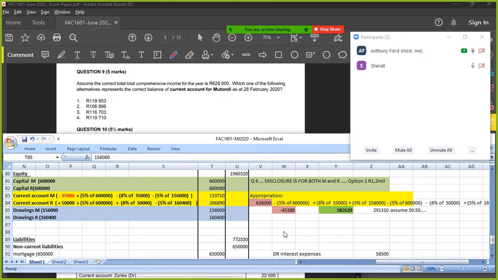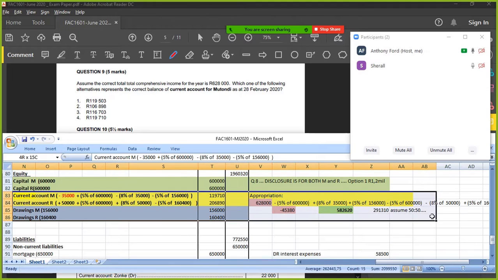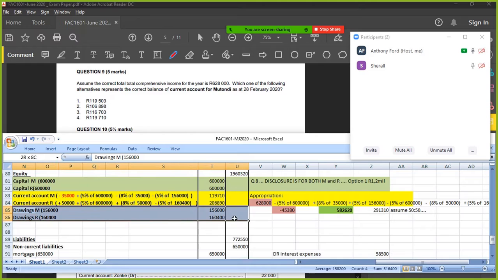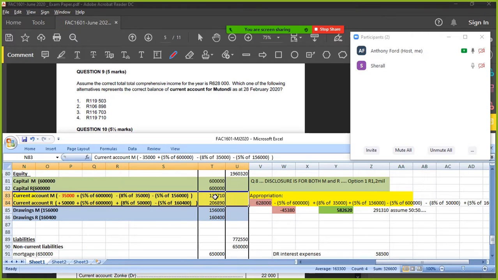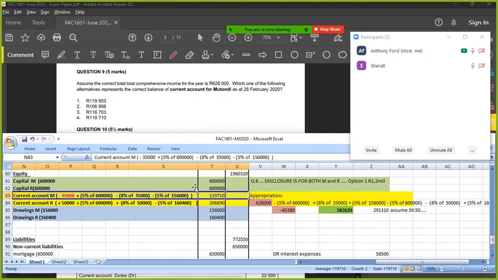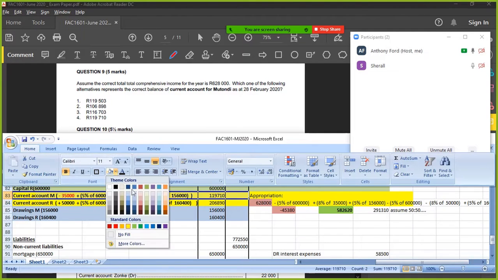Okay, so I went back. This working was correct. The only thing that I could have thought of was the drawings. The drawings they might have taken out of the current account. That's what they probably did. So when I did that, there's the drawings. I took out the drawings, and then you get an option. You get option 4. Do you see it?